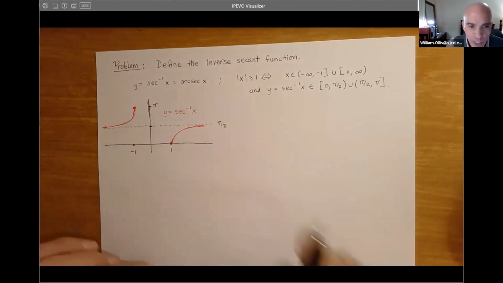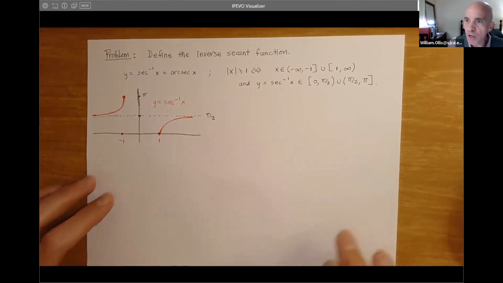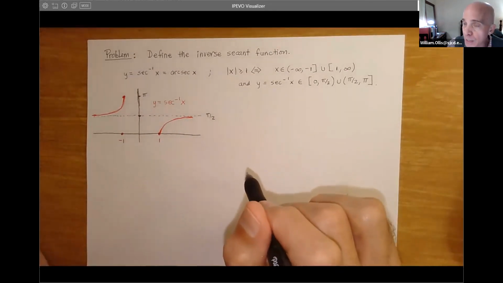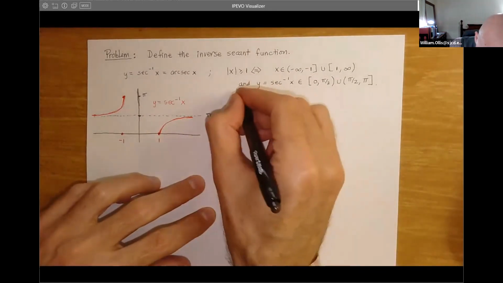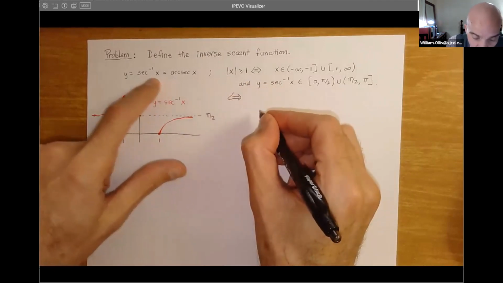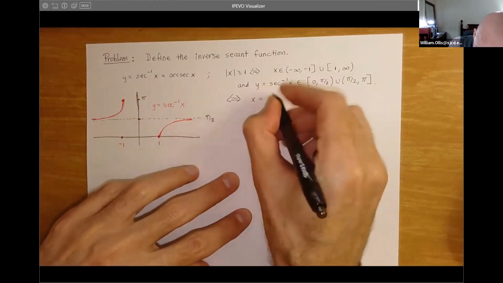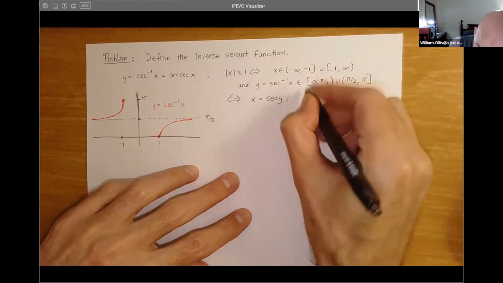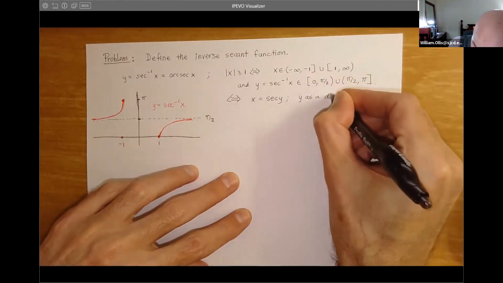And now, just like we learned in pre-calculus, when we deal with inverse functions, the inverse function is implicit in the sense that it also defines another function. So equivalently, if we apply the secant function to this equation, we get x equals secant y, where now we think of y as a differentiable function of x.